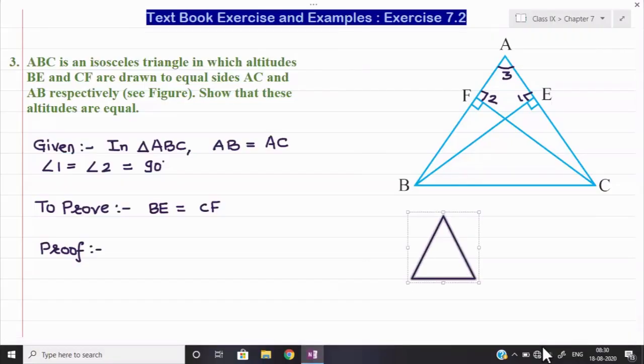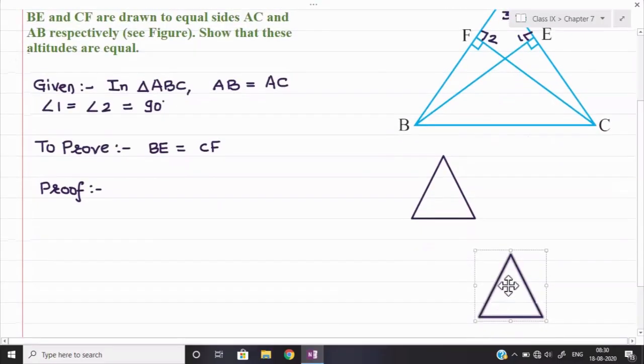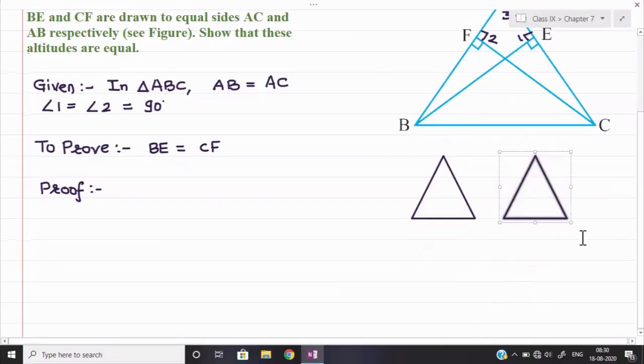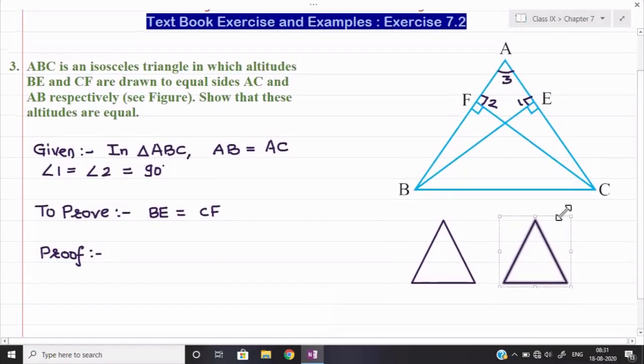See, here I have drawn one triangle, and corresponding to that I will draw one more triangle here. Now what will be the names of these two triangles? That is not given in the question, so now you need to decide on your own. Here the names I am taking: the first triangle I am taking as A, E, and this point I am taking as E, and this I am taking as B. Similarly, the second triangle I am taking as A, then F, and then C.